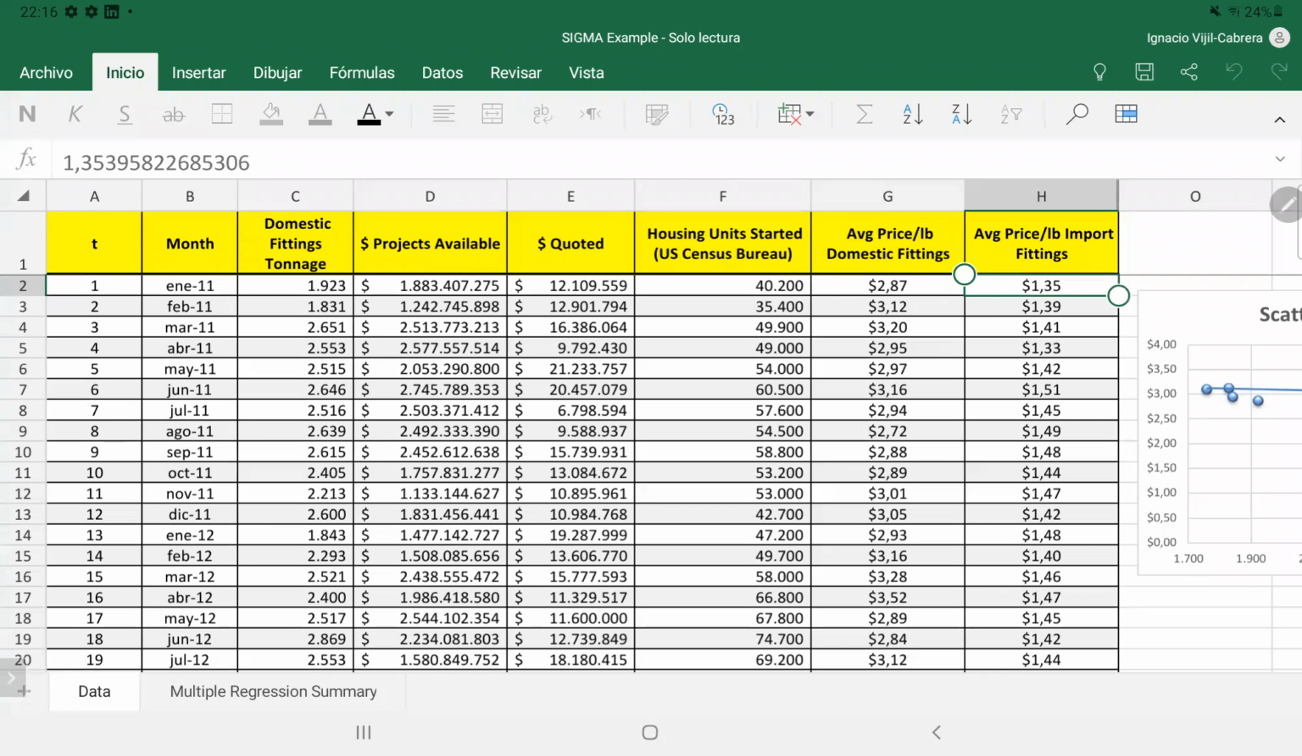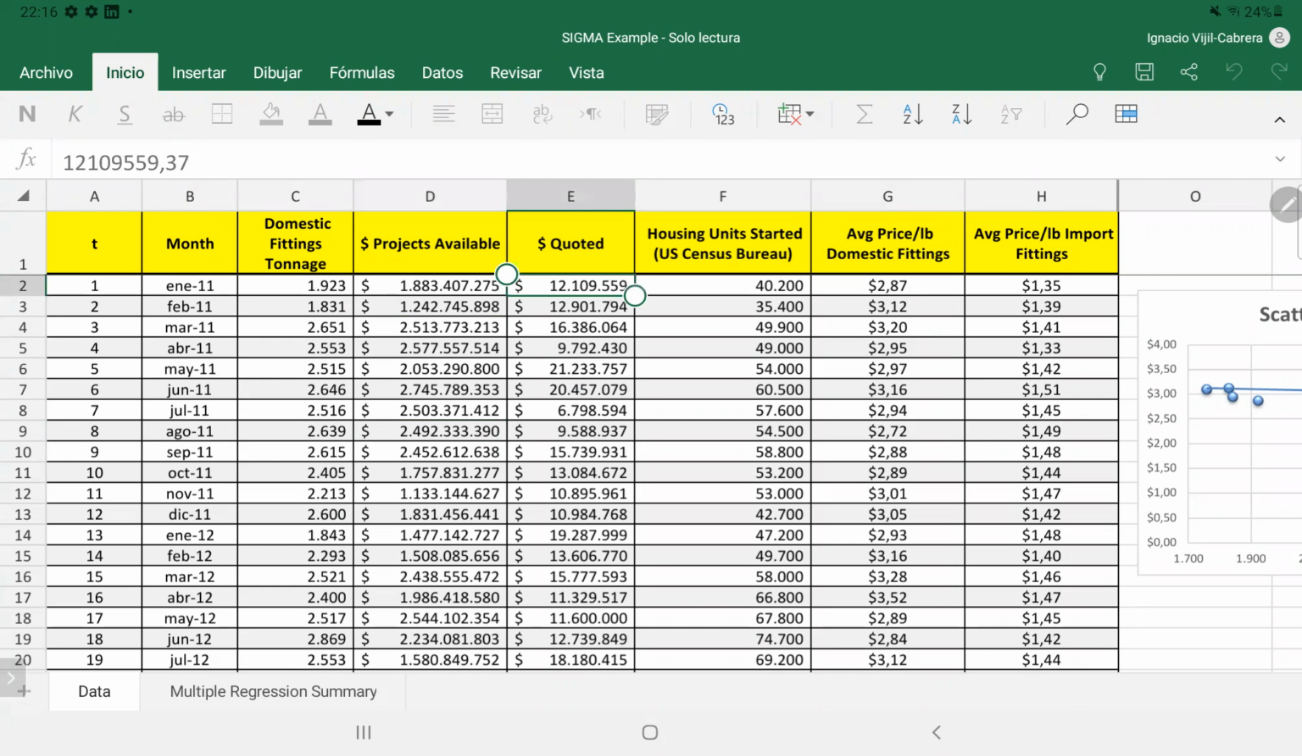because it was more expensive to make, right? So I'm trying to figure out how much we're gonna sell of the domestic fitting, that's my Q. And I'm looking at the price of that same good, at the price of a substitute good, and then I'm looking at something else. We're talking about construction, right? So what's the amount in dollars of projects available in the database that we use? It's gonna be in housing, in projects that involve putting pipes on the ground. In January 2011, 1.8 billion, February 1.2, and whatnot.